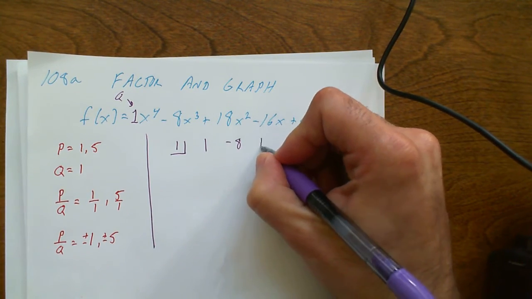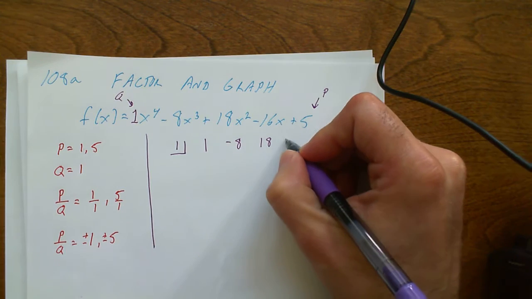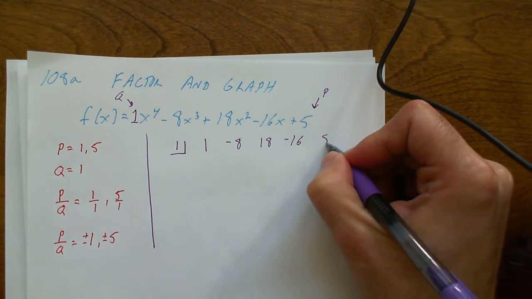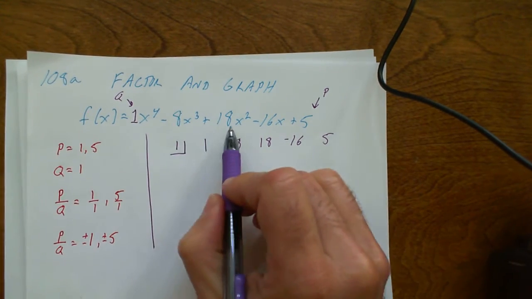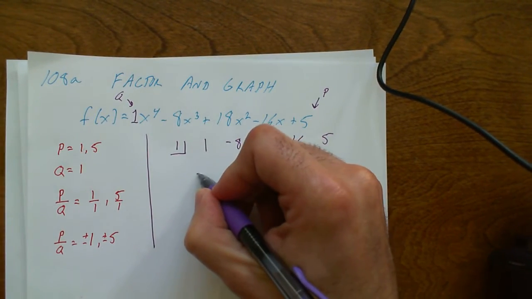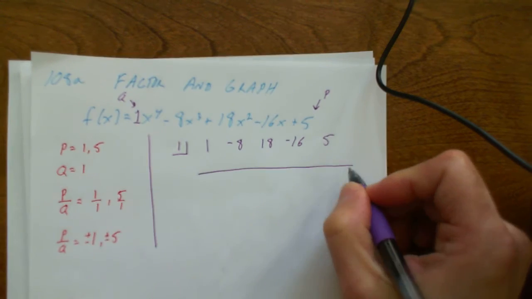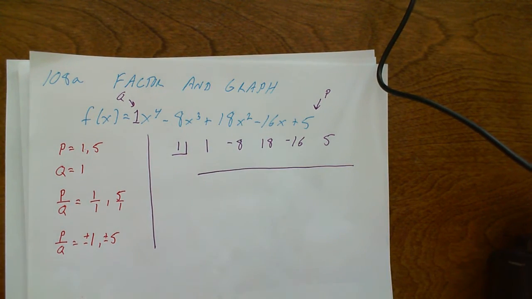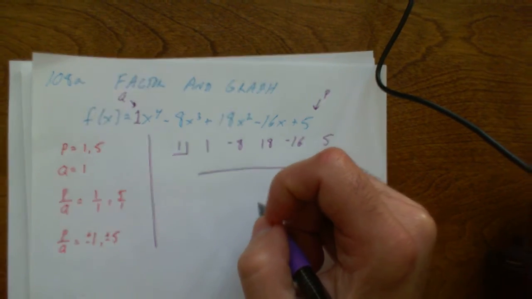We got 18, negative 16, 5, right? We take away our variables, get rid of our x's, to make synthetic division a little bit easier. Draw our line. Let's make sure this is in descending order: 4, 3, 2, 1, 0. Yes, we have all the x's consecutively descending.